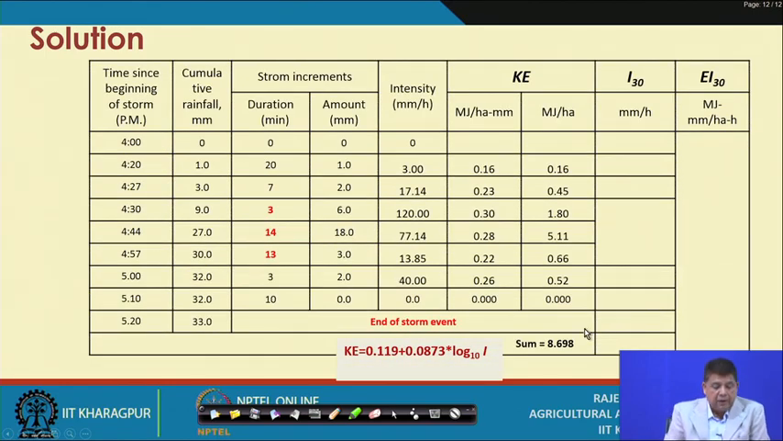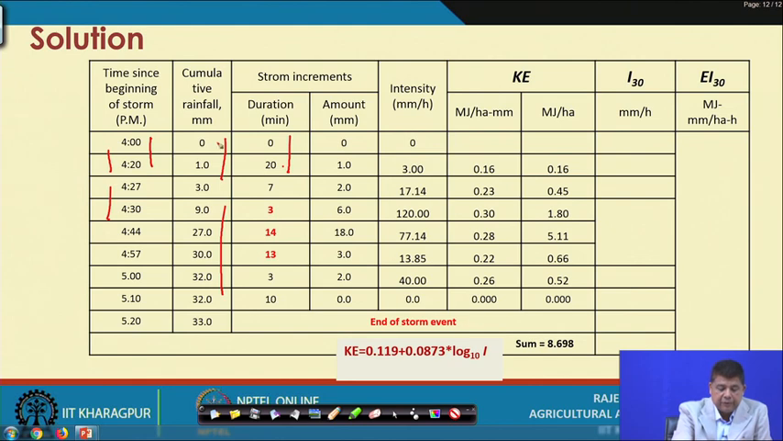So, just following the procedure we saw in the earlier example, we can do that. Here obviously for different time intervals, we know the cumulative rainfall values. So, for different durations, so here 4 to 420, that means 20 minute duration, the magnitude of rainfall is 1 mm. So, for different durations we can find out the total amount of rainfall and thus we can calculate the intensity of rainfall.